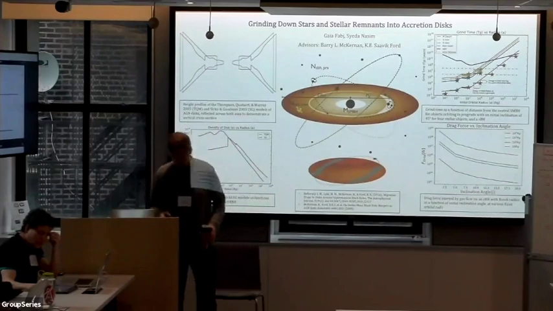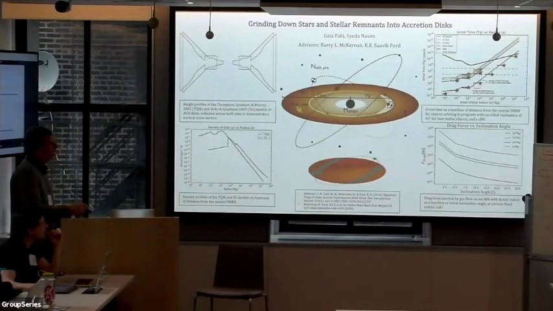So in our project, what we care about is the interaction of a stellar object, which could be a star or a black hole, with the AGN disk itself. Now, if you can play the video so that we can see. Now, each time the star passes through the disk.